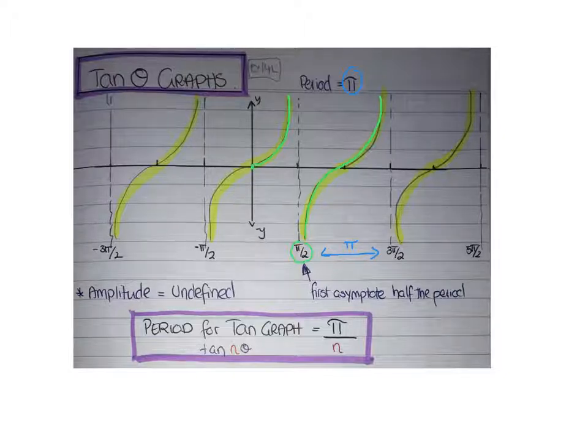So if you're going to find the period of the tan graph, down here, you're going to do pi divided by the number in front of the angle. So remember, for cosine and sine, it was 2 pi divided by n. Okay, so the first asymptote occurs at half the period. So you can see, because this one's pi on 2, and then you add a period to that and you get the next asymptote. So for a tan graph, the amplitude's undefined because you can see it asymptotes up.